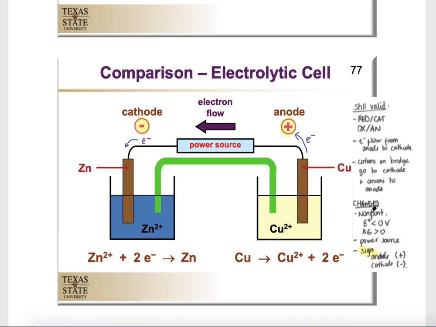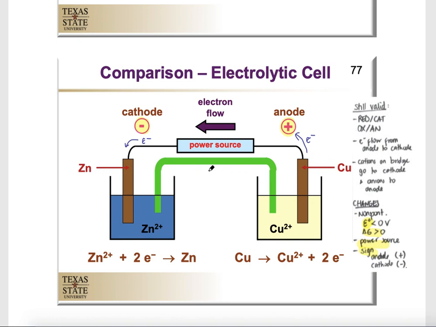Another thing that is different is that we're utilizing a non-spontaneous reaction. We're making it happen in that way, right? We are going to have a cell potential that is less than 0, and therefore we're going to have a Gibbs free energy that is greater than 0. That's something to remember. And of course we have a power source. Those things are different. Now, one other thing that we haven't talked about is the salt bridge.